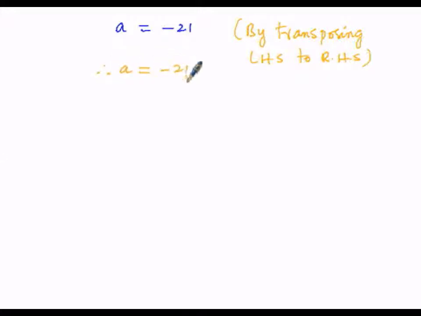Then a equals to, so here 21 is on the left hand side, plus 21, when it is transposed to the right hand side, it becomes minus 21. So we got this step by transposing the left hand side quantity to the right hand side quantity. So I got a is equal to, plus 21 is on the left hand side, when it is transposed to the right hand side, it becomes minus 21. In this manner I got a as minus 21. Therefore, the unknown quantity a is equal to minus 21 is the solution for the first problem.